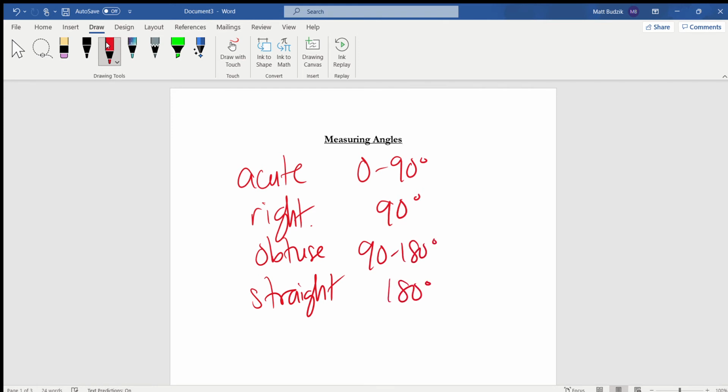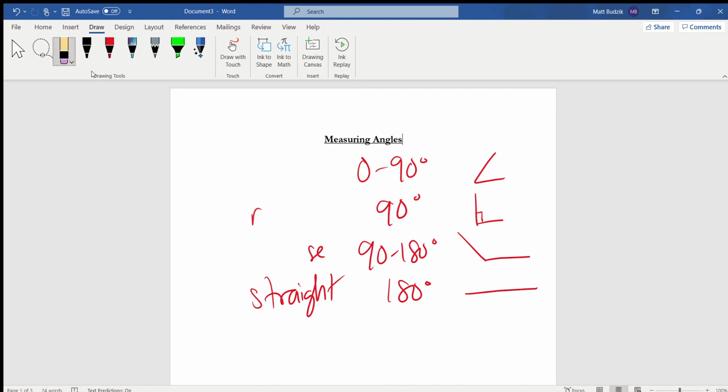An acute angle, again, looks teeny. It's a nice little one. Right looks exactly like an L. And you can tell that it's a right angle because there's going to be a square there. It's another way to think about it. Obtuse opens up a little bit more. And then straight, we have a straight line. Okay, so that's how we can classify them by angle measure.